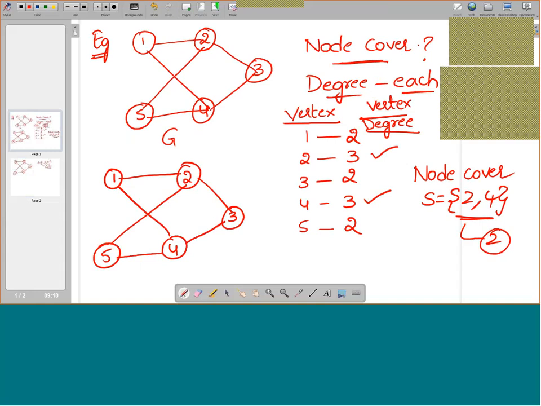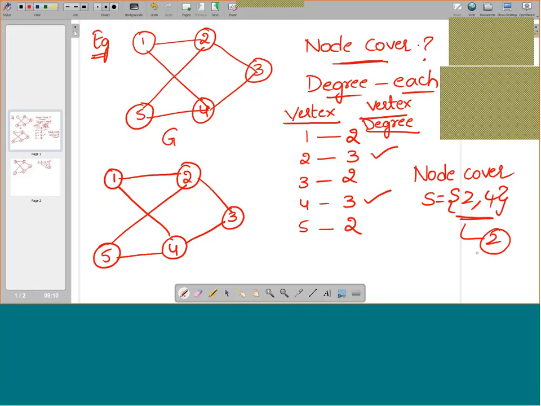And the next possibility is 1, 3, 5. By using 1, 3, 5, we can draw all the edges. Like that, we'll be finding all the possibilities for the given graph. For this graph, only 2 possibilities are there. You can check for the third possibility also, whether it is there or not.